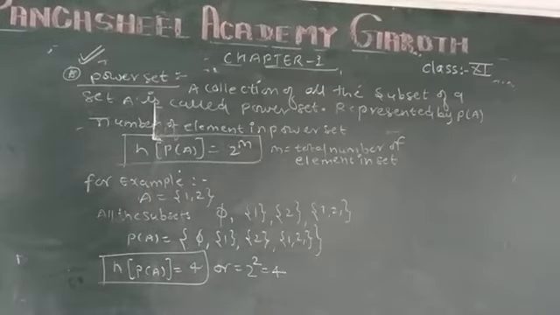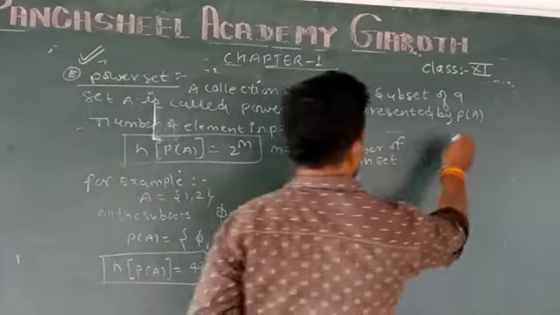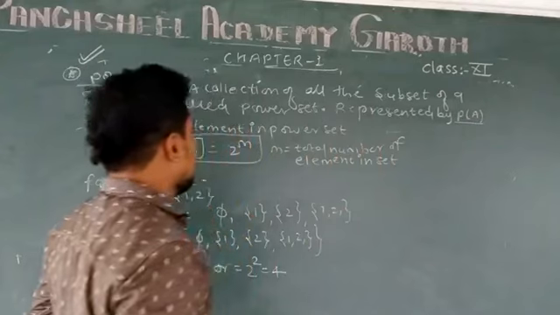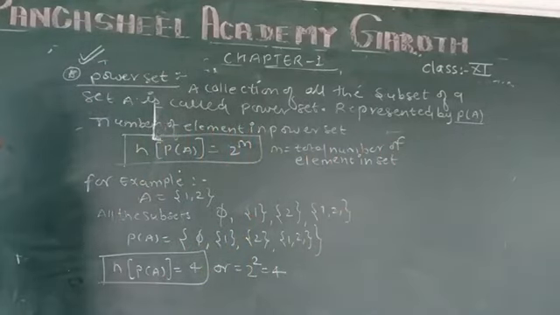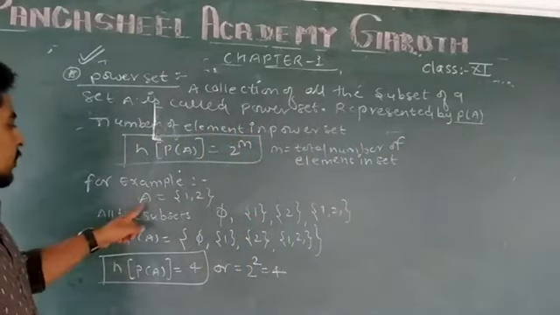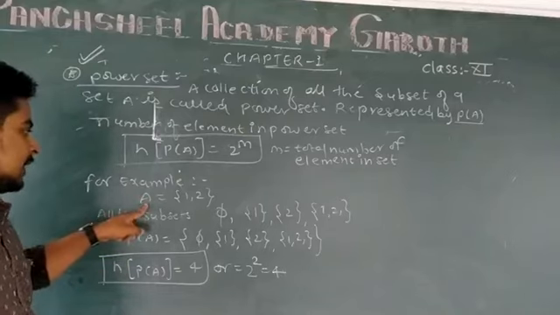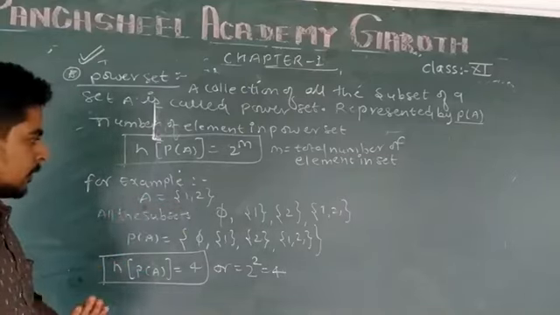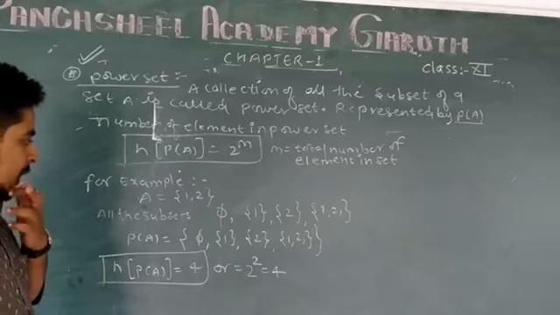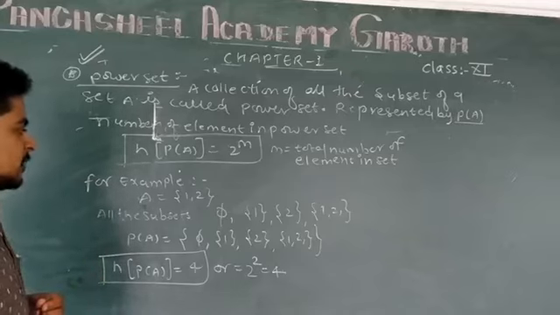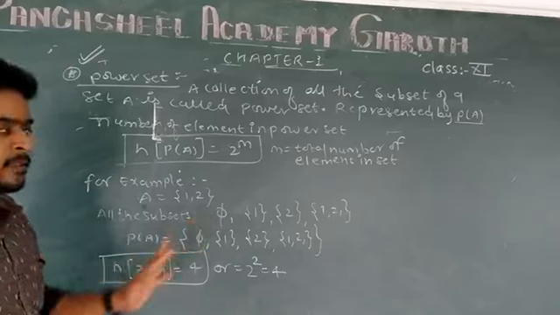Now the power set: a collection of all the subsets of a set A is called the power set and represented by P(A). Power set is that set which collects all the subsets of a given set. For example, if there is a set A containing only 2 elements, how many subsets of this set are possible? First, the empty set is a subset of any set.